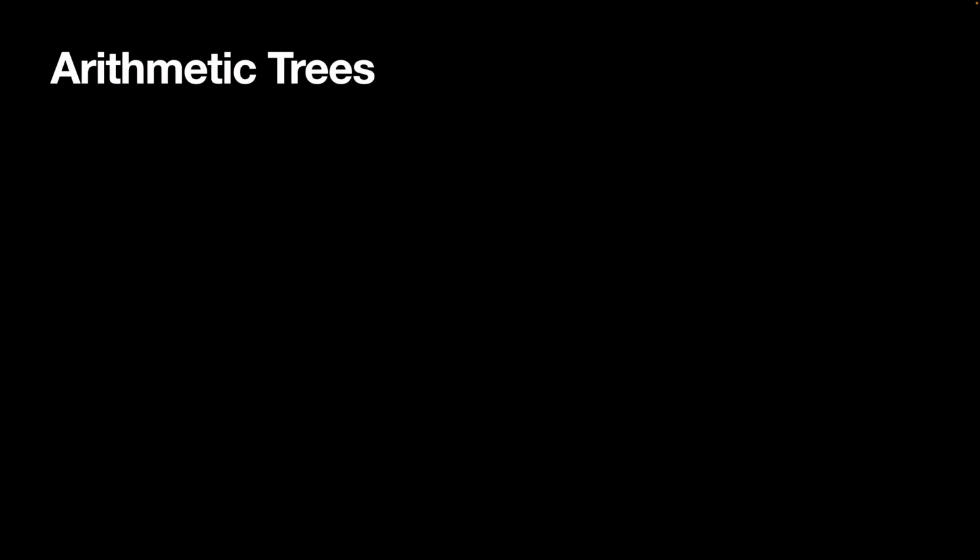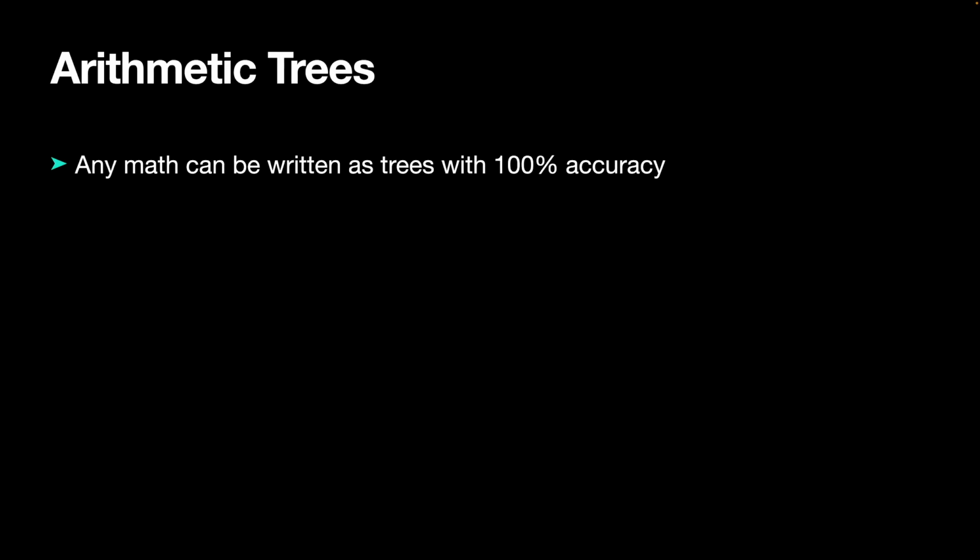Right, now let's explain what we've just seen more. Any math can be written as a tree. It's not a compromise. It's not an abbreviation or shortcut. It doesn't have any limitations. All math can be done as a tree. It works perfectly. It is a complete system for all math.